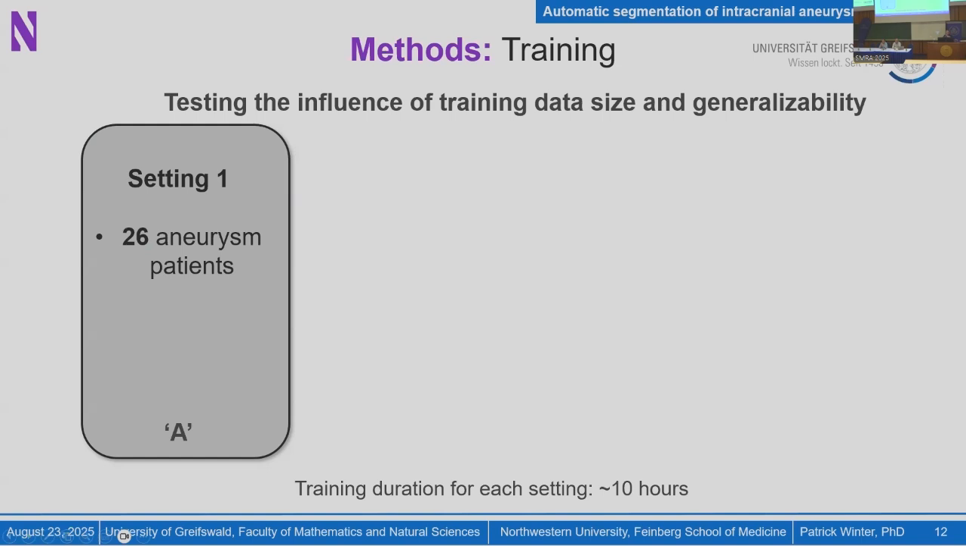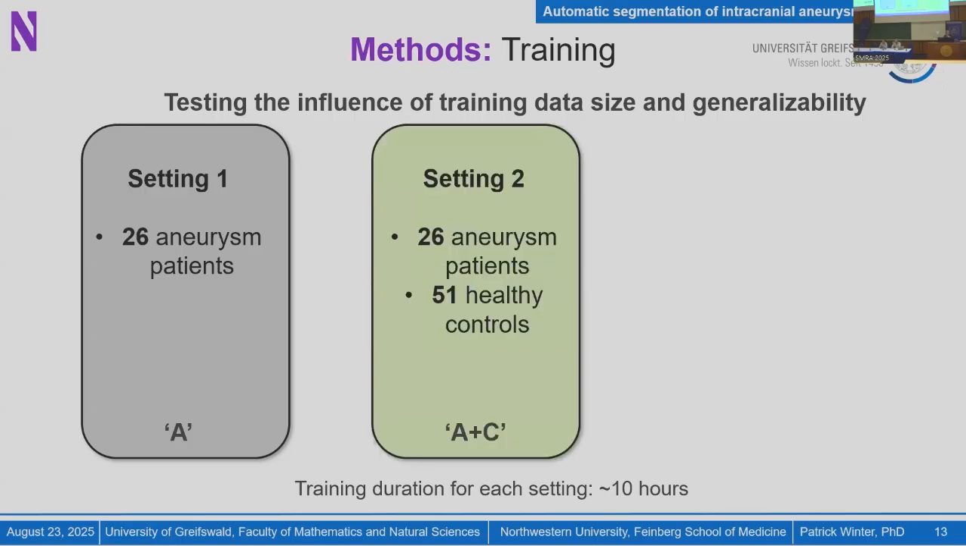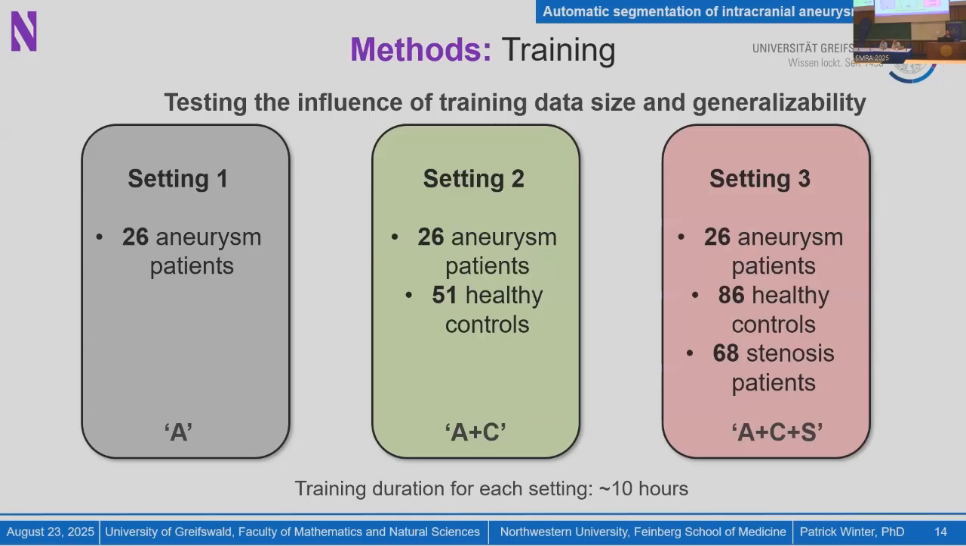We wanted to test the influence of the training data size as well as the generalizability, and therefore we tested the network using 3 different training settings. In setting 1, we trained the network using the information of the aneurysm patients. In setting 2, we included 51 additional healthy controls. And in setting 3, we included even more healthy controls as well as 68 stenosis patients. And in all 3 cases, the training took approximately 10 hours.